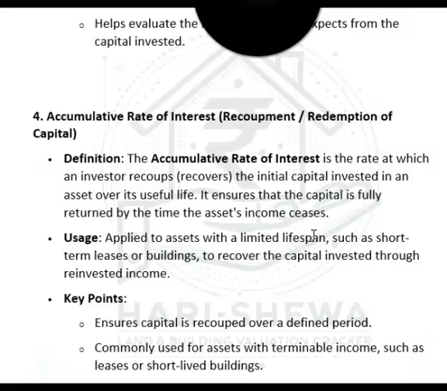With that money, whatever interest rate he is calculating and what interest he will get, that interest is called the accumulated rate of interest. This is applicable only to terminable income, when income will cease. It ensures that the capital is fully returned by the time the asset income ceases. Applied to assets with a limited lifespan, such as short-term lease, 30 years, 40 years, or buildings, to recover the capital invested through reinvestment income.